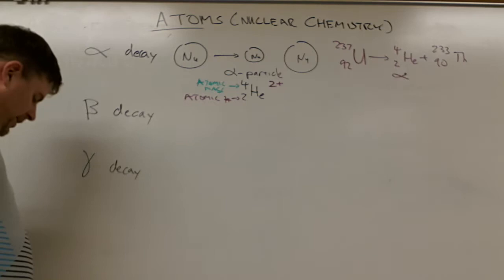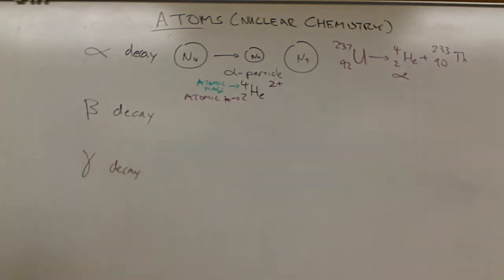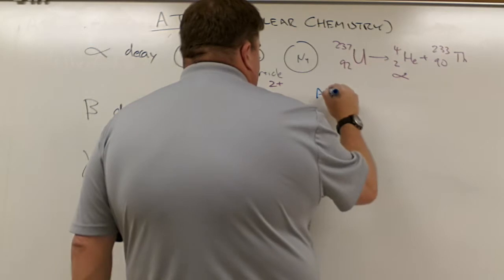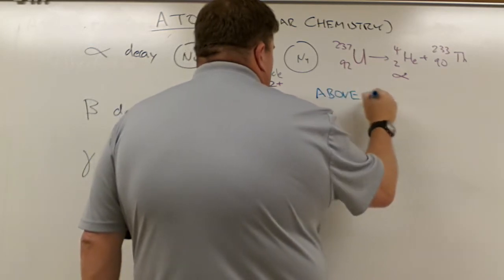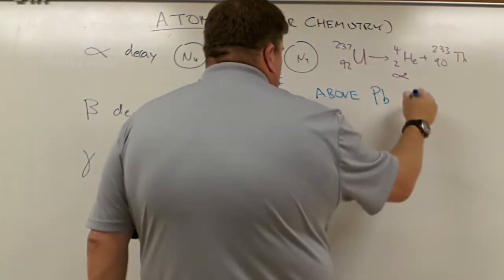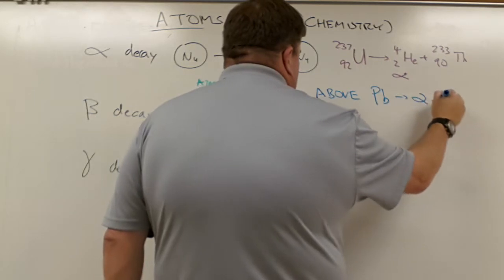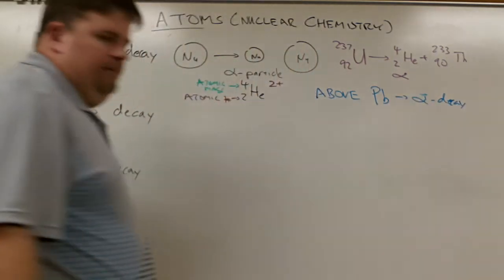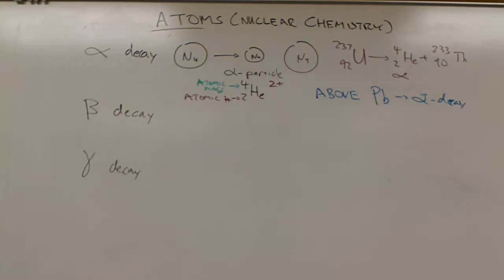In general, whenever I deal with something that's an alpha particle, the magic number is that once I get to lead, if anything is above lead, it can go through alpha decay. If it's below lead, in general, it doesn't go through alpha decay. Okay? So above lead, we're going to have alpha decay. All right? So anything above lead will be able to go through alpha decay.